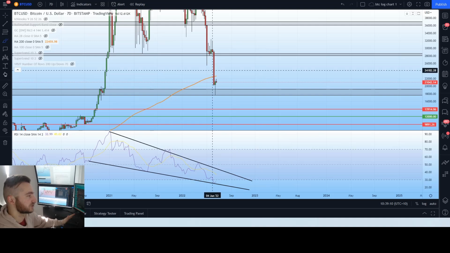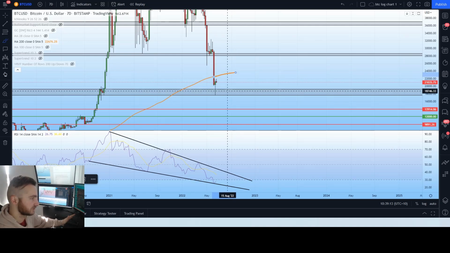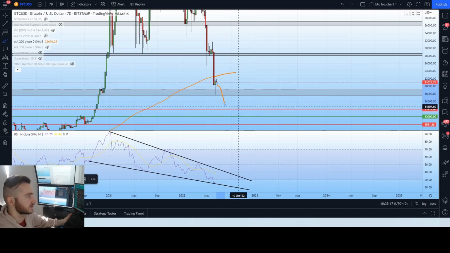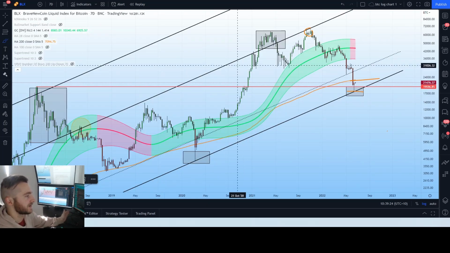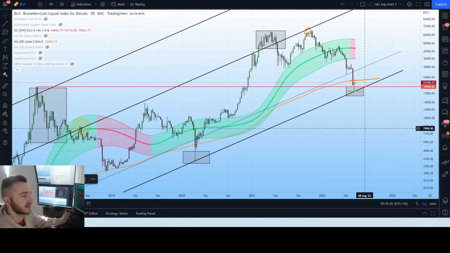We do have this 200-day moving average acting as major resistance, like I said, and if we don't close above that, this candle will most likely fall below. All right, that's just the reality of it. What does that mean for the macro? Well, it means we'll most likely lose the $18,000 level. If we can't get back above the 200, we'll most likely lose the $18,000 level.